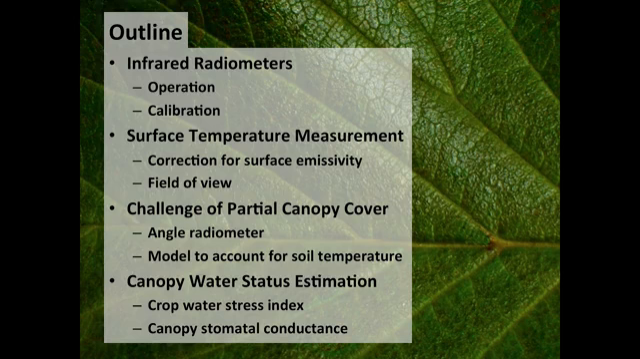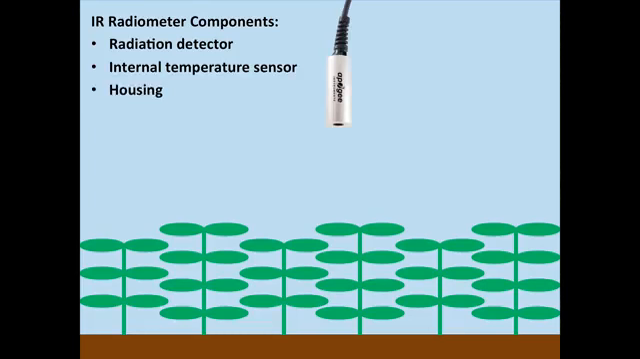We'll spend some time with the simpler method, the crop water stress index, and then a more involved method, canopy stomatal conductance. So the basic components of an infrared radiometer are the radiation detector itself, an internal temperature sensor to provide a temperature measurement of the detector, and then a housing to hold it all together.